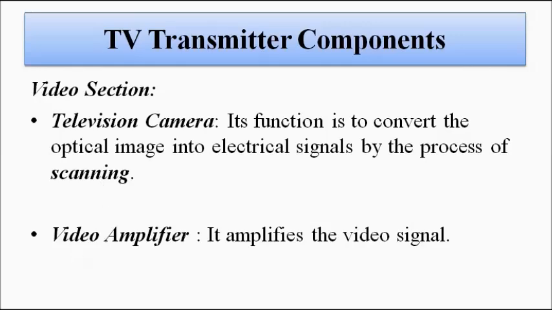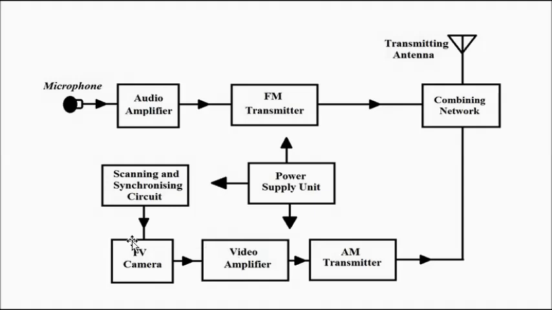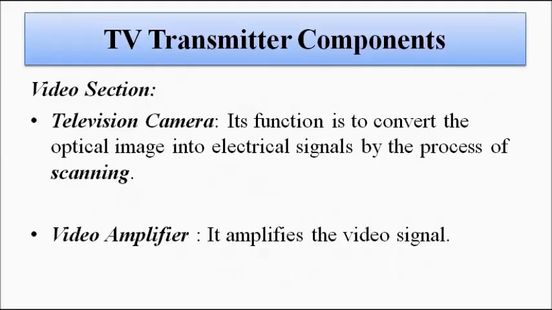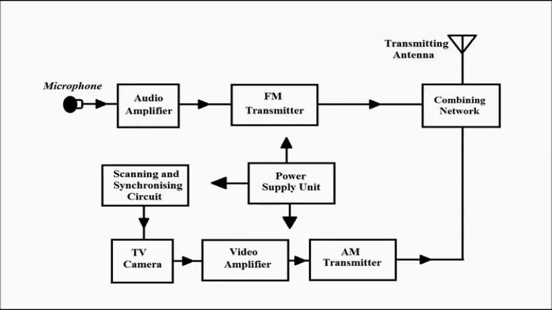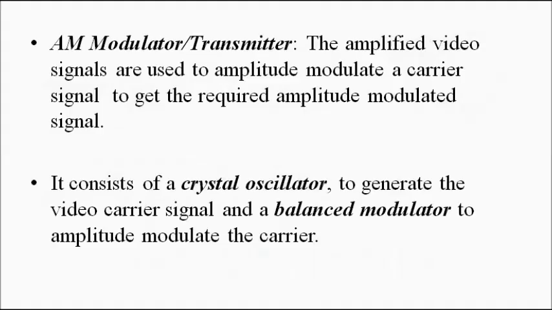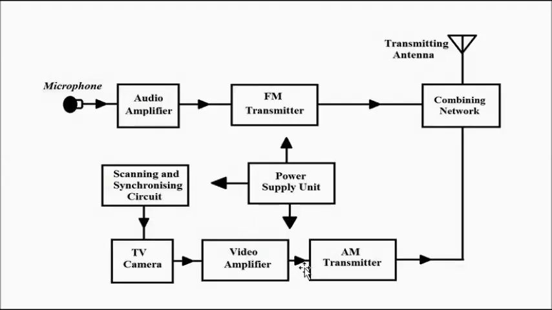Then comes the video amplifier. The video amplifier amplifies these signals, the electrical equivalent pixels of the optical image. Next is the AM transmitter. It is actually a modulator. This modulator, or transmitter, amplitude modulates a carrier signal. This carrier signal is generated by a crystal oscillator, which is part of this block. It is included in this AM transmitter block.